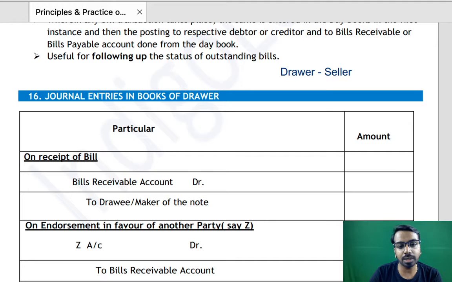Now when this drawer sells the goods to the drawee, whenever the sale transaction was made, the drawer would have passed an entry stating debtor or accounts receivable account debit to sales account. That is the first entry.